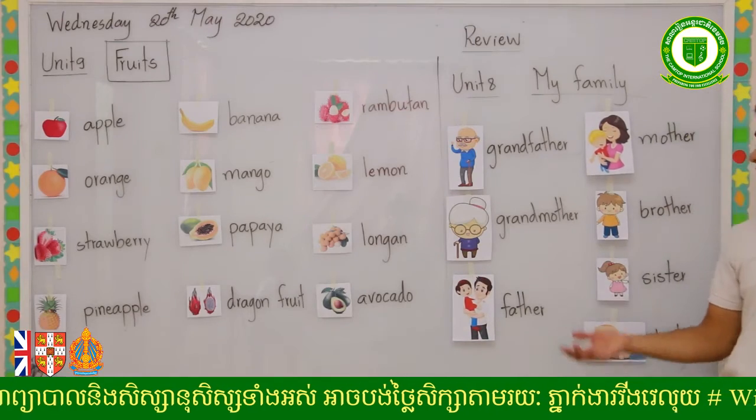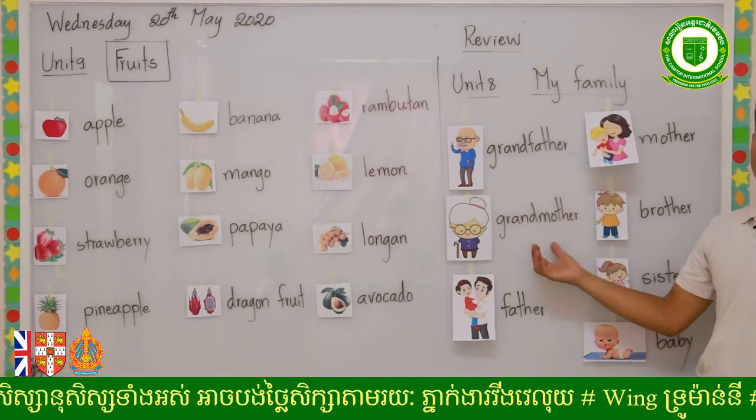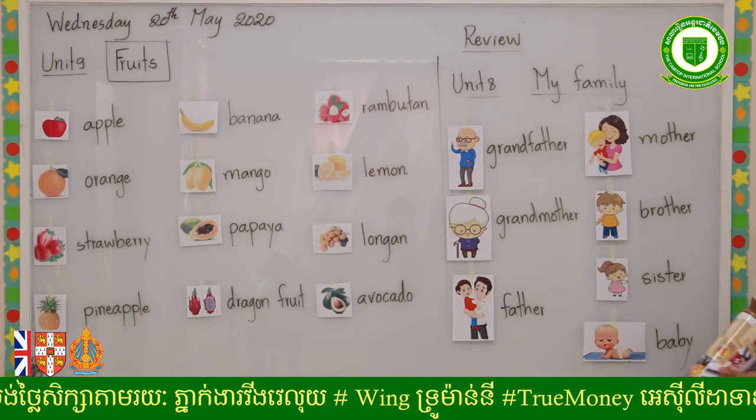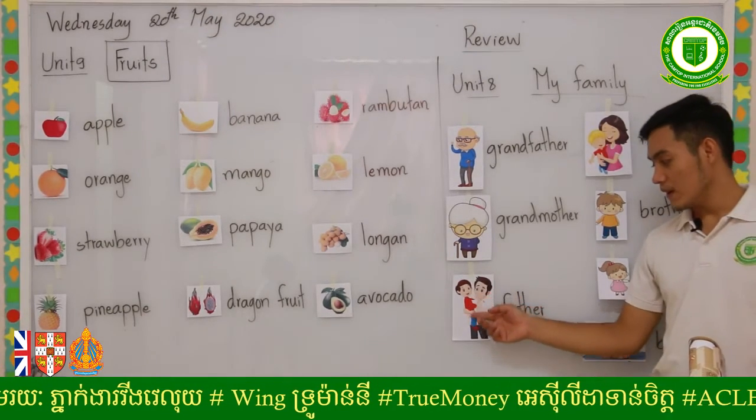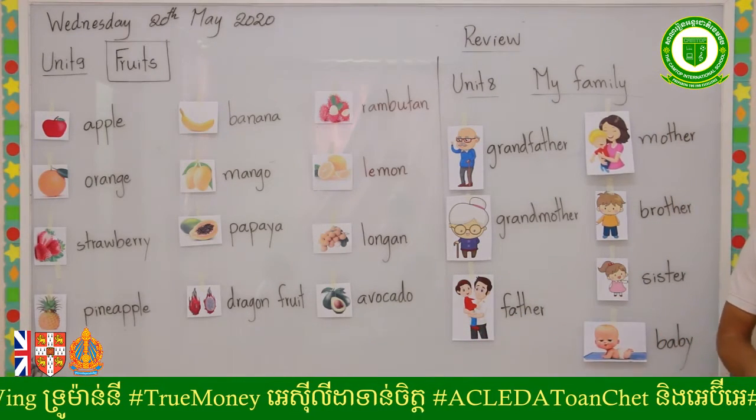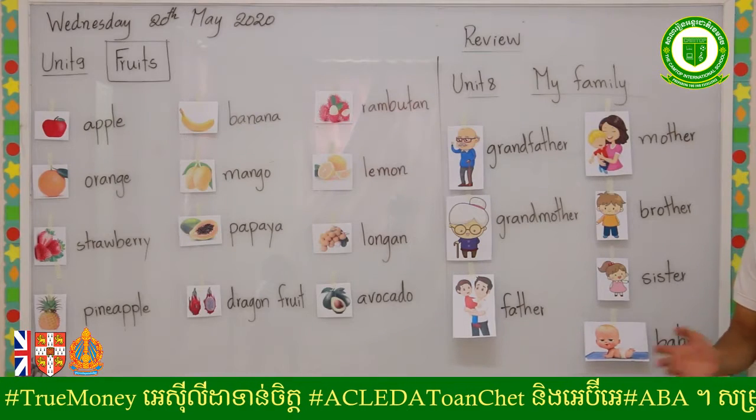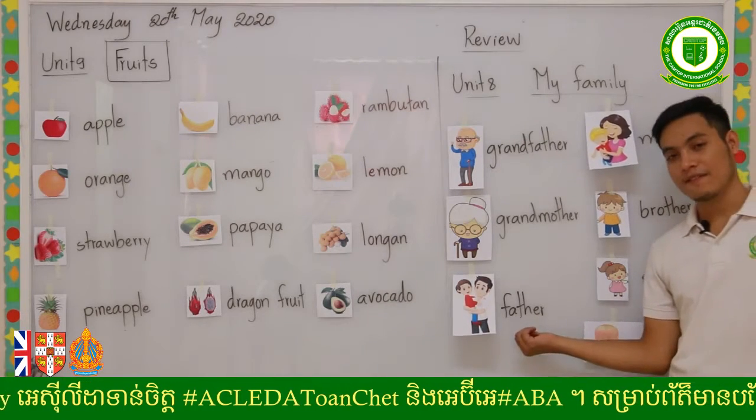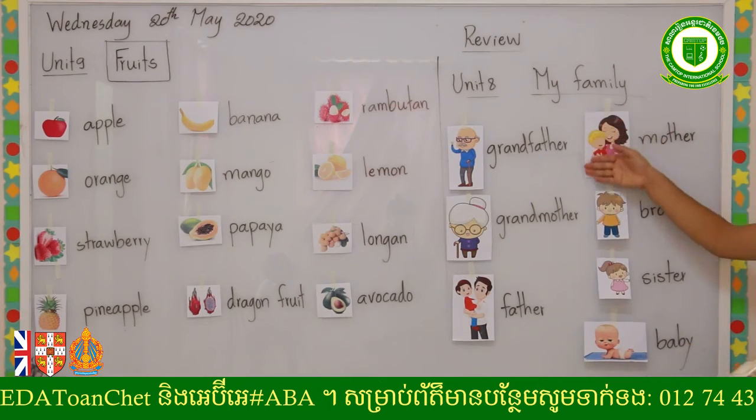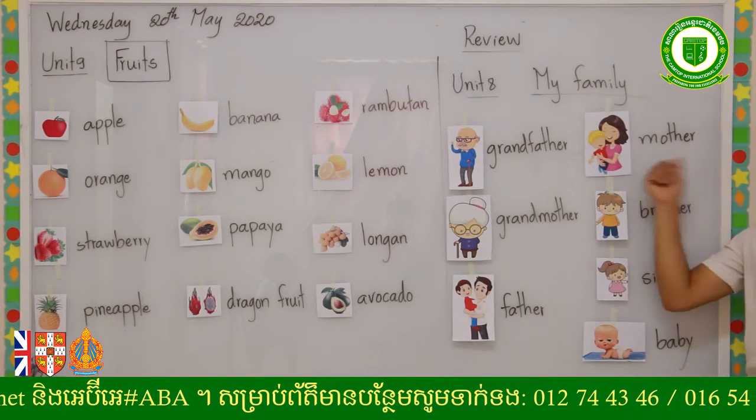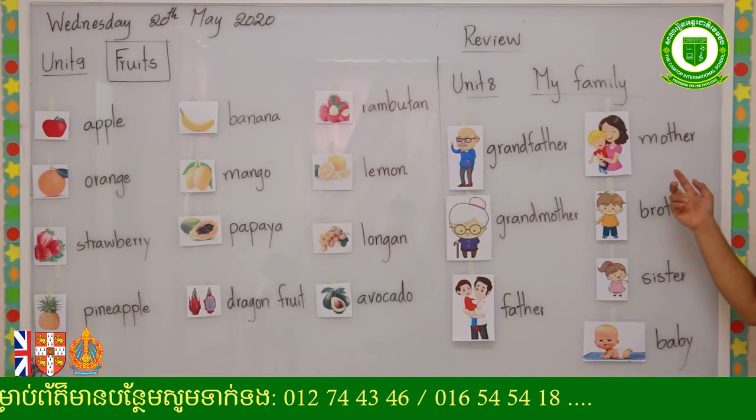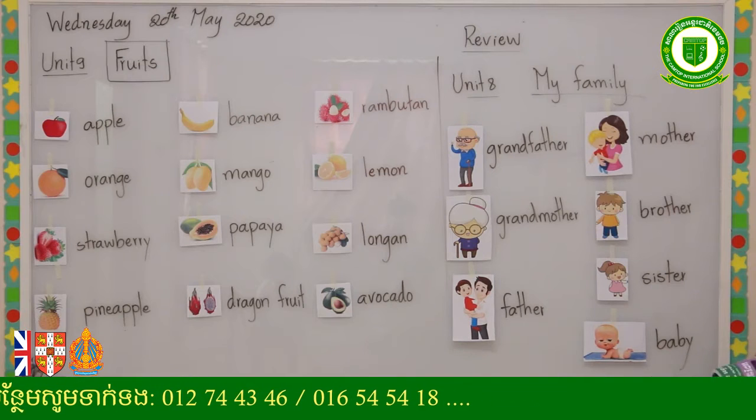And then your grandmother. And this one is your father. Father, we can also say daddy. And another one is your mommy. Here we can say mother. Your mother.